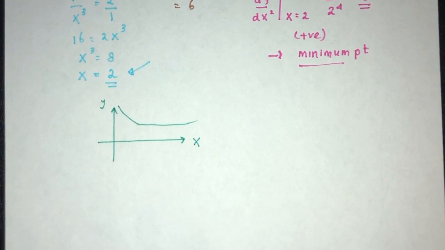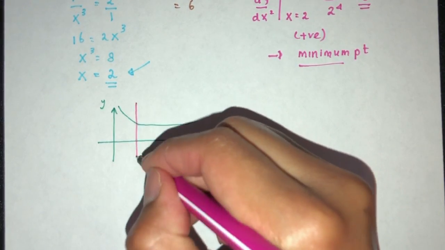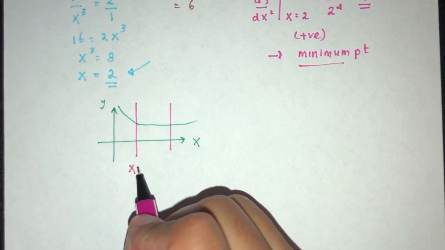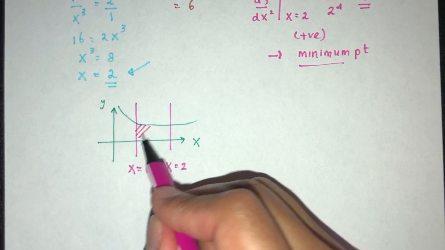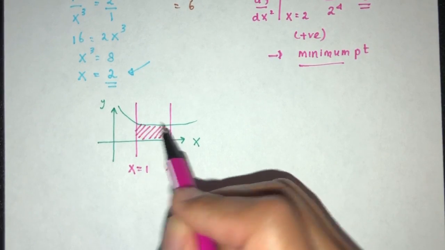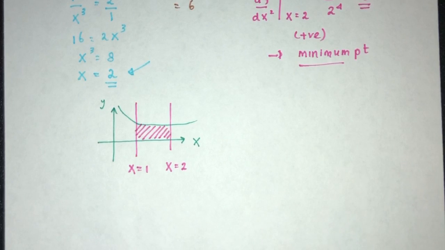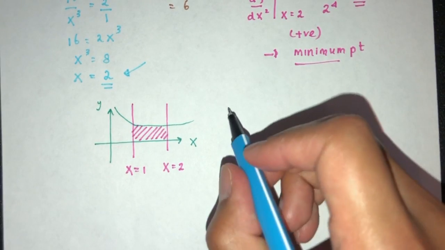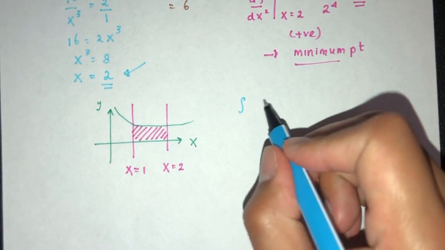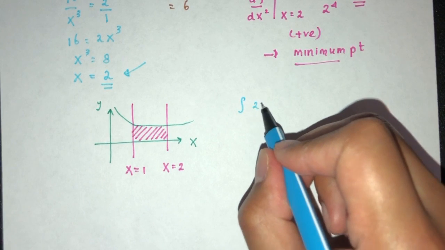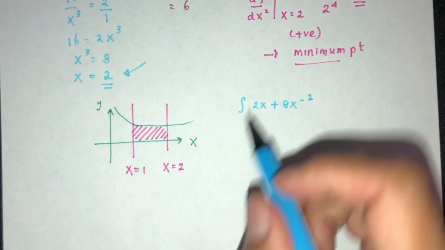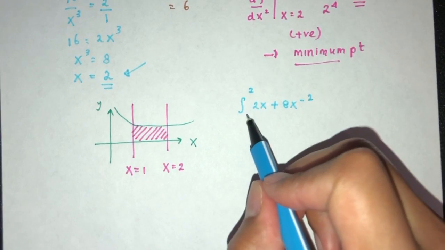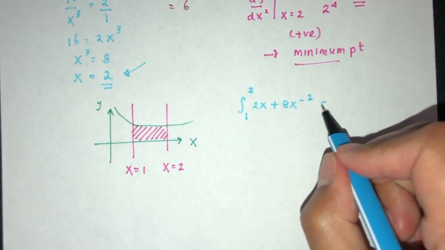For example, the shape of the curve is like this. And then the lines, that will be x equal to 1, x equal to 2. These will be the limits of integration, because we're trying to find the area under the curve in this case. So the curve is y is 2x plus 8x power minus 2, and limits will be 2 and 1. So that will be with respect to dx.